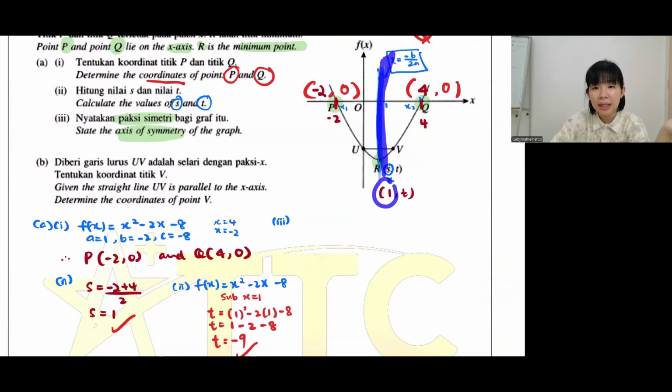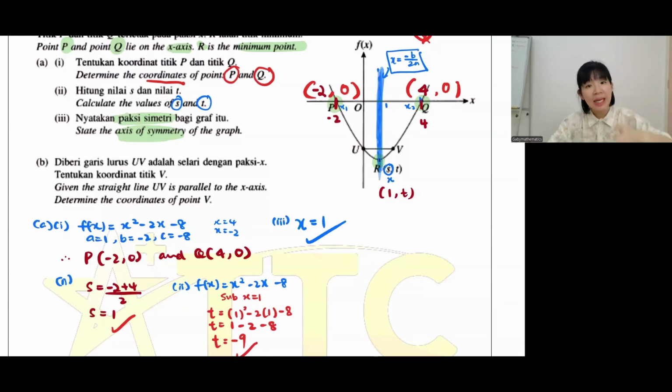So how do we call this line? Vertical line. You can't just write 1 now, guys. If you write 1, it's wrong. So you have to state the equation. So this line is called x equals to 1. Yes. Understand? So the vertical line must start with x. X equals to 1.